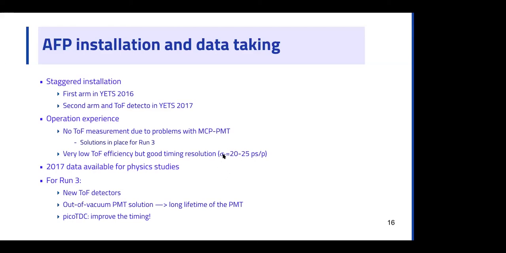This PicoTDC is the dominant contribution to this timing. It currently has 17 picoseconds resolution, and now it will be improved to 3 picoseconds. So we will be able to improve this timing resolution in the future.